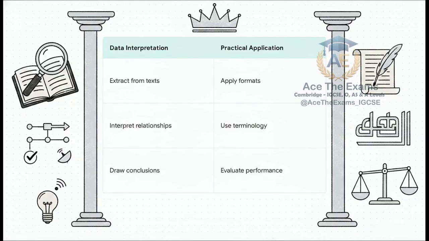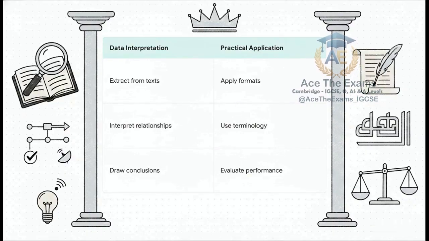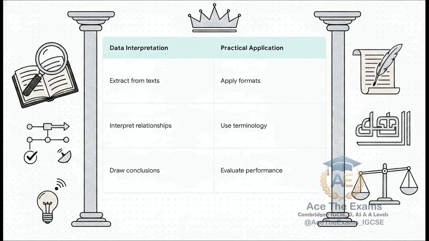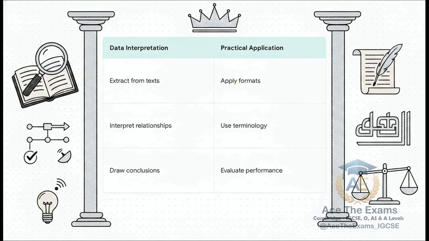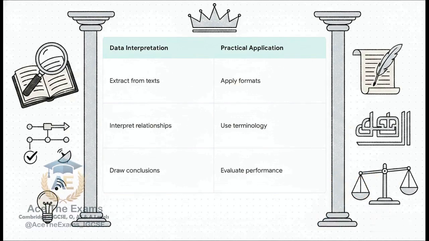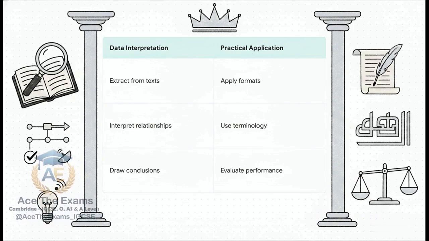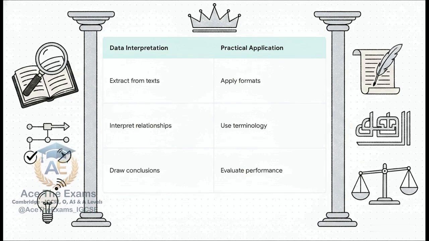To go a bit deeper on this, think of this methodology as having 2 main pillars holding up your entire run. On one side, you have data interpretation. This is where you perform a visual radar sweep of a provided text. So maybe it's a case study on how social media influences free time. You need to sweep that text, interpret the relationships between the variables, and draw solid, evidence-based conclusions.